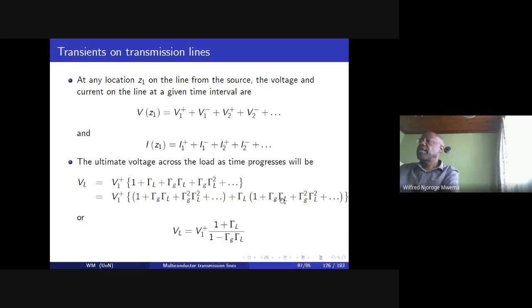So I can give you another exercise: go and try to get the sum of this equation here, where the terms are added up to infinity. That is, the exponent goes up to infinity. Then you add them up and get the sum. You'll see that it becomes something like 1 over 1 minus gamma G gamma L.